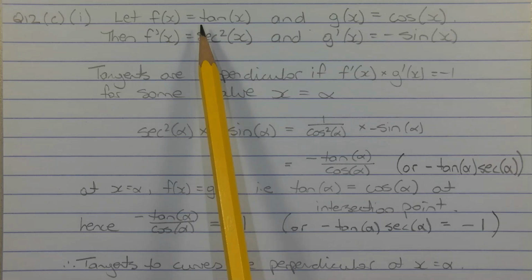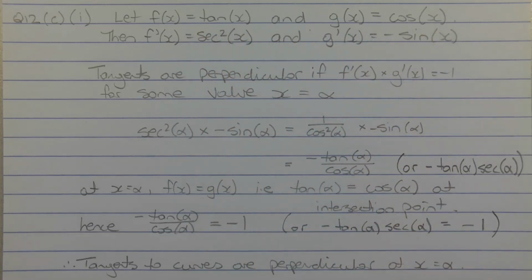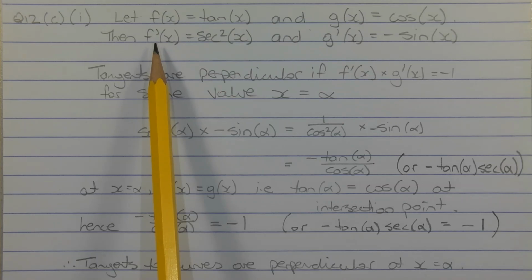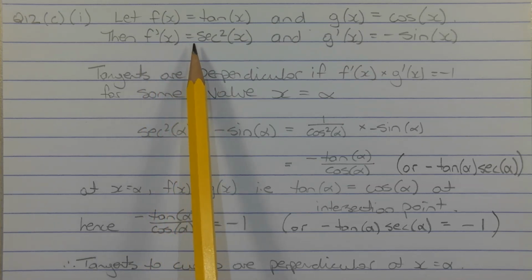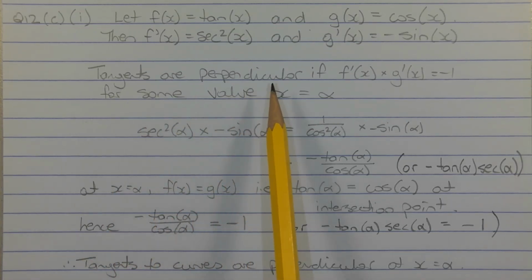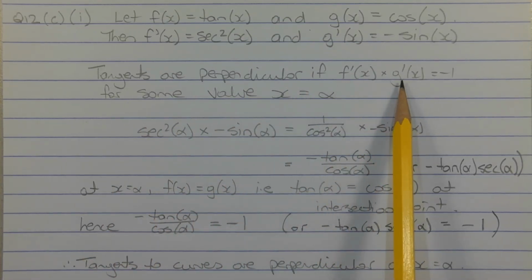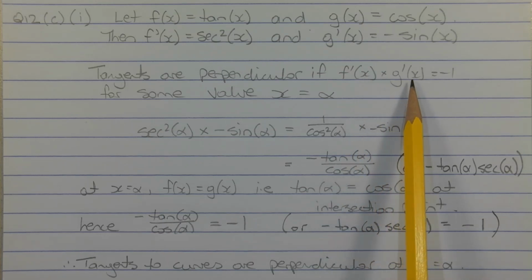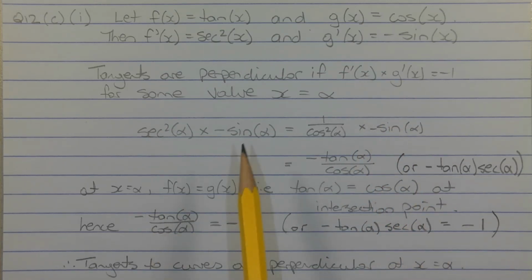Let f of x equal tan x and g of x equal cos x. Then the gradient functions of their respective tangents are given by f dash of x equals sec squared x and g dash of x equals negative sine x. Now the tangents are perpendicular if the product of the gradient functions f dash of x and g dash of x equals negative 1 for some value x equals alpha.